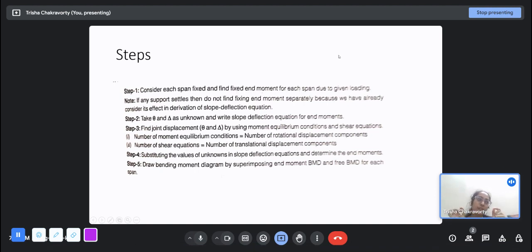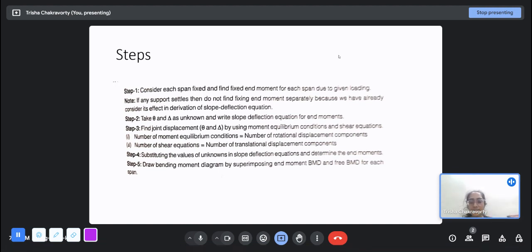The steps: we consider each span fixed and find the fixed end moment for each span due to the given loading. Each span means, if there is a span between any two supports, we will consider both ends as fixed, and we will find the fixed end moment for each span due to the given loading. There can be any kind of loading inside the span. If any support settles, then do not find the fixed end moment separately because we have already considered its effect in the derivation of the slope deflection equation.